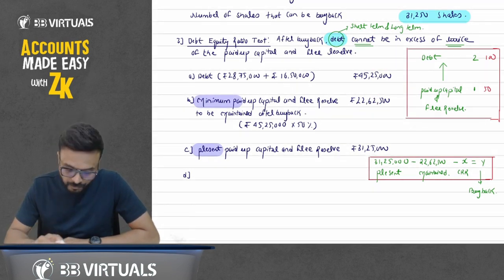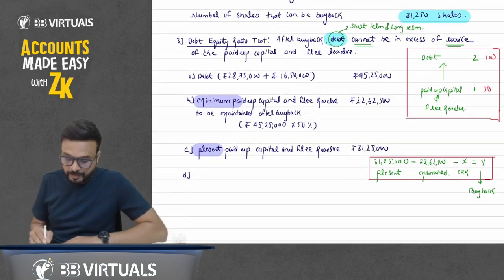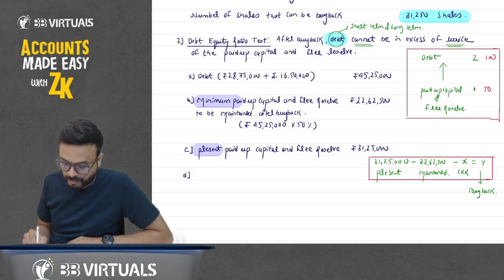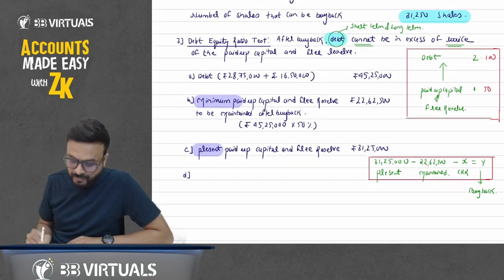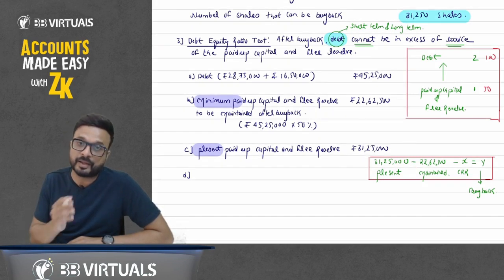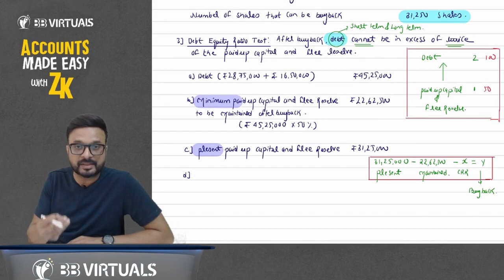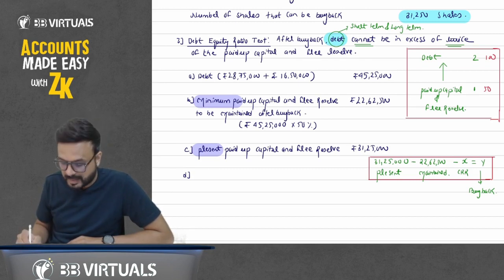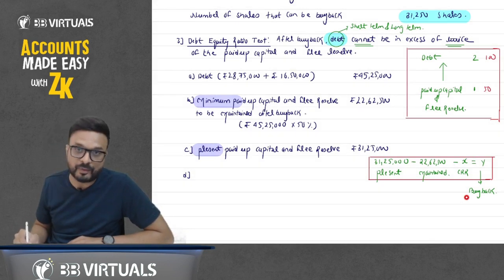How much paid up capital and free reserve do we have? We have 31,25,000. Out of this, the amount that should be maintained is 22,62,500. So don't tell me that the difference of these two, 8,62,500, can be utilized for the purpose of buyback. No, because out of that 8,62,500, some amount will be transferred to CRR. Let's take CRR as X. So minus X, whatever amount then comes, that can be utilized for the purpose of buyback.